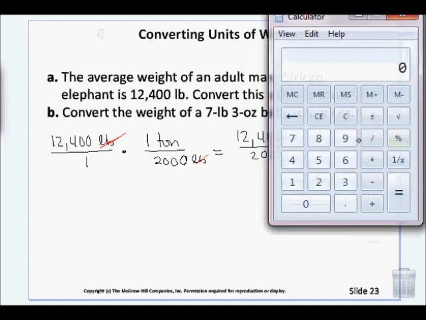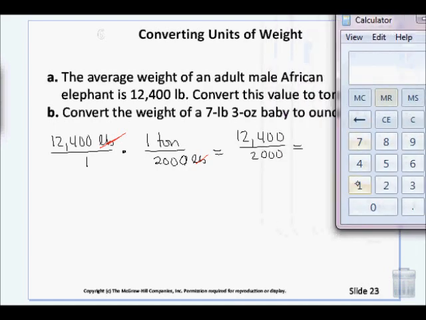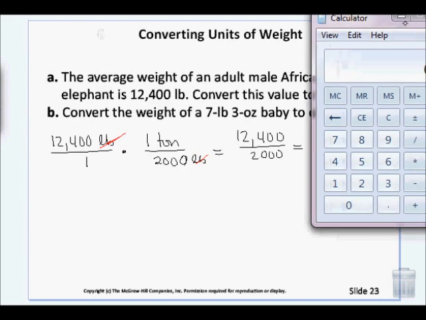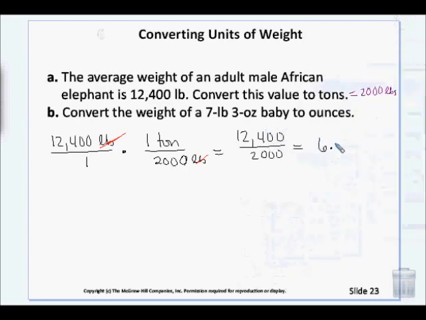And then I'm going to divide that. And I get 6.2 tons.